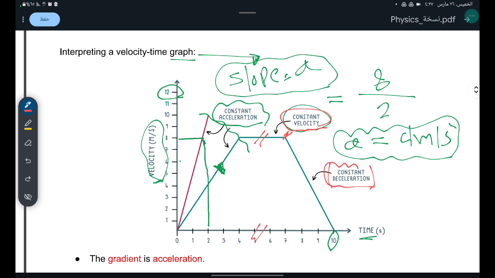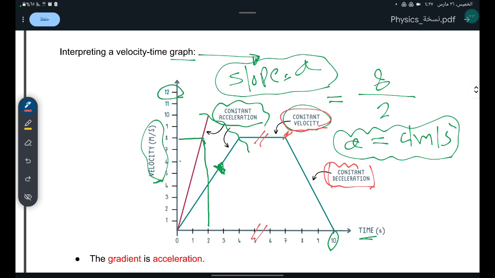To define the constant deceleration, we can say that constant deceleration is unequal distances in equal times.